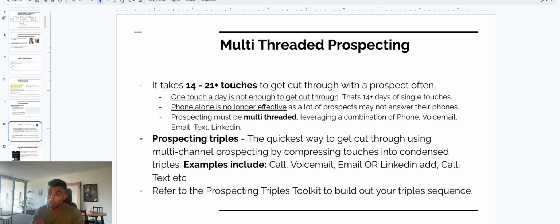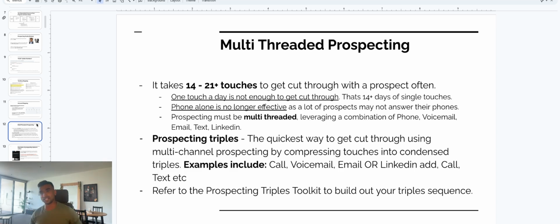He was someone that I worked with earlier in my journey, and that really helped me form a lot of this stuff that I have put together now, and also a lot of the stuff that I work on with my students as part of my mentoring program. But multi-threaded prospecting essentially means you are reaching out to your prospects in batches of 3.